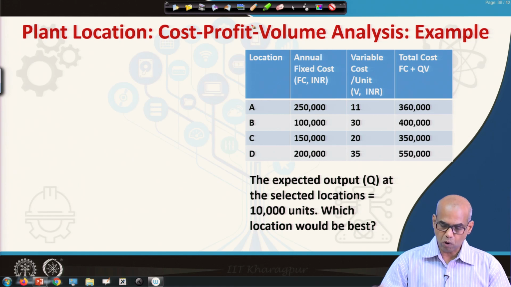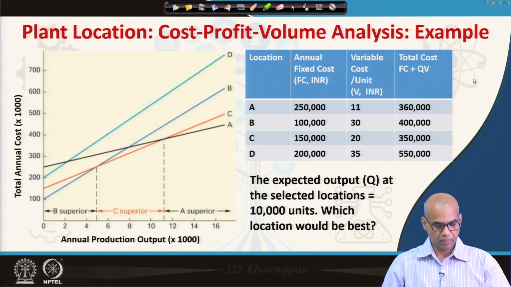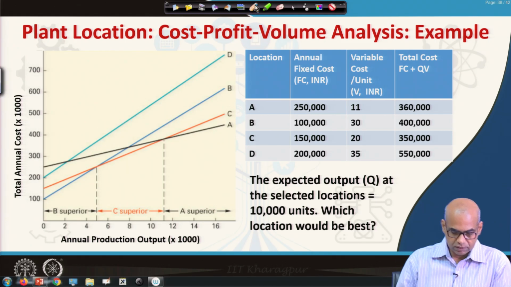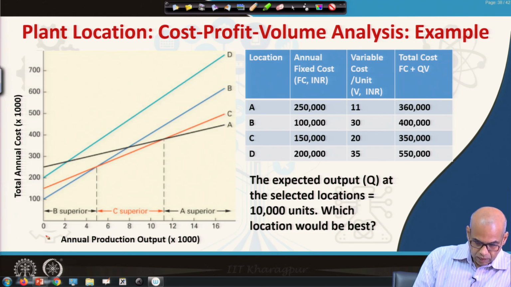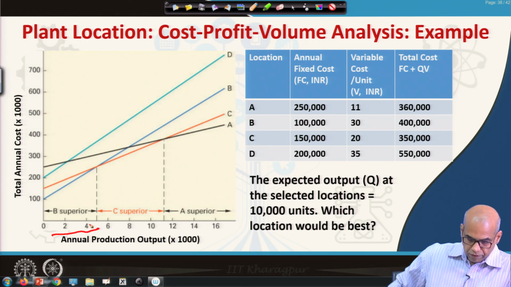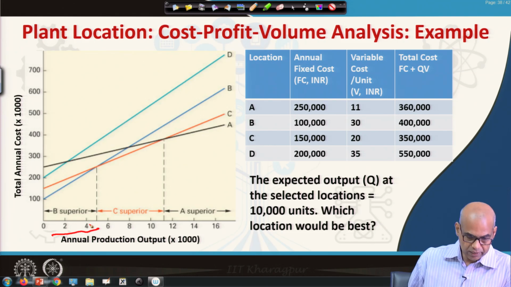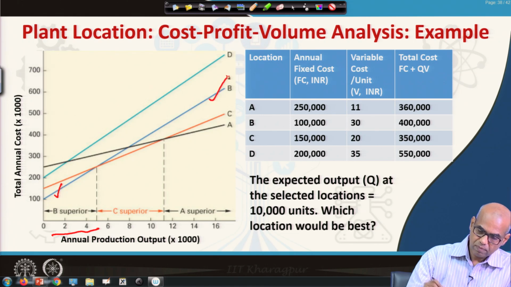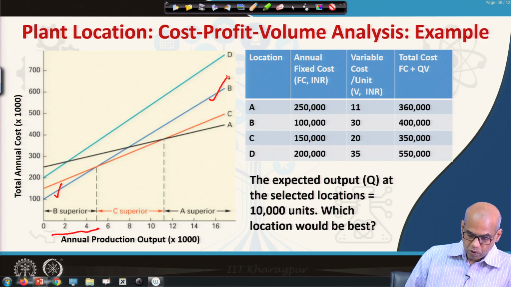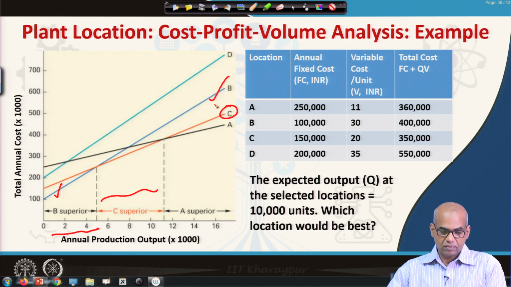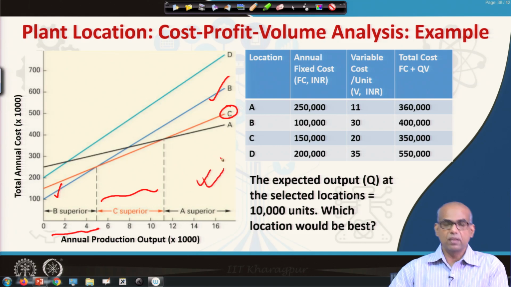Now, let us make the plot. If you look at the plot, you will see that up to, say, about 5,000 units production target, you have minimum cost given by location B. From about 5,000 to 11,000 units, you have C as the preferred location, and beyond say 11,000 or so, you have location A as superior.